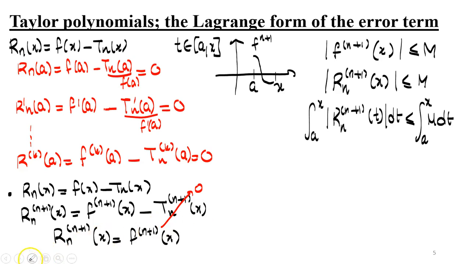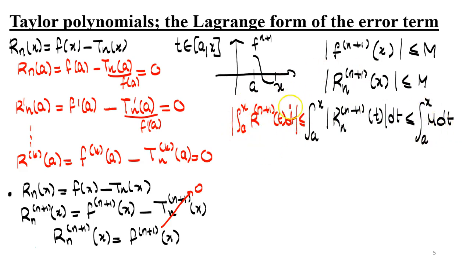However, we do have this property that states that the absolute value of the integral is smaller than the integral of the absolute value. So over here, the absolute value of the integral from a to x of the derivative of order n plus 1 of t dt is smaller than the integral of the absolute value of that function.